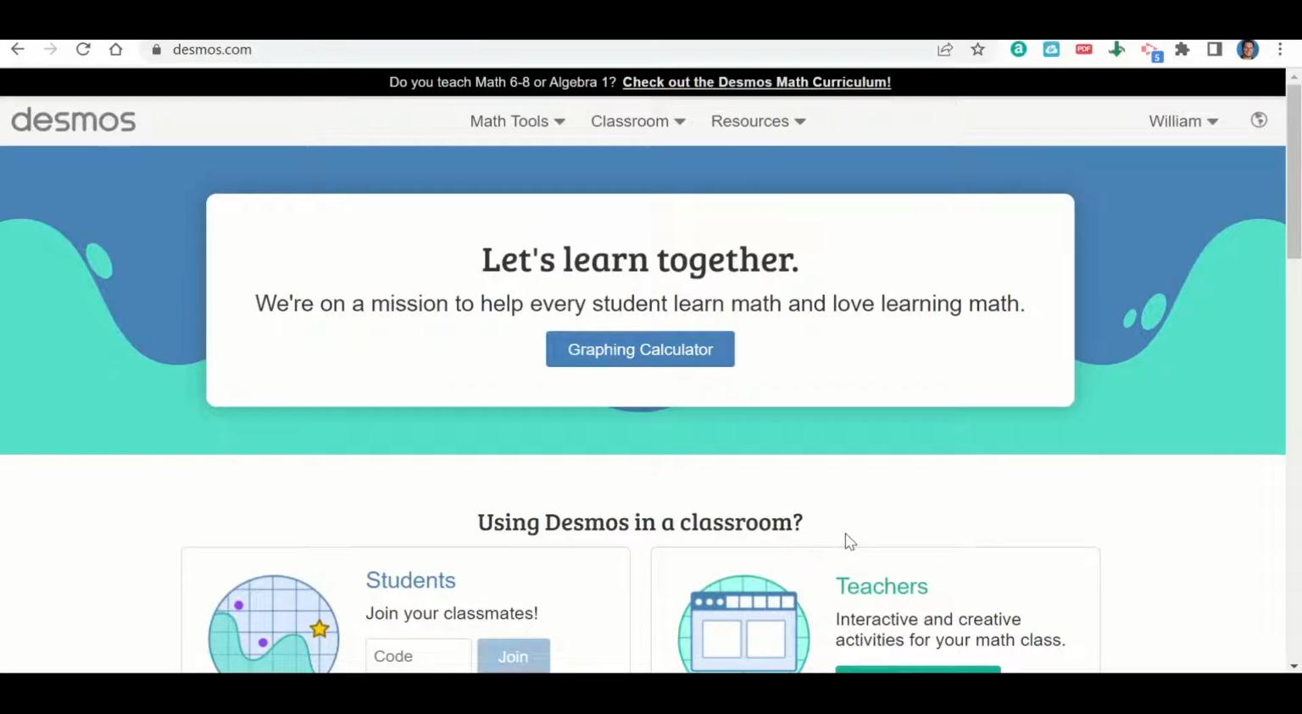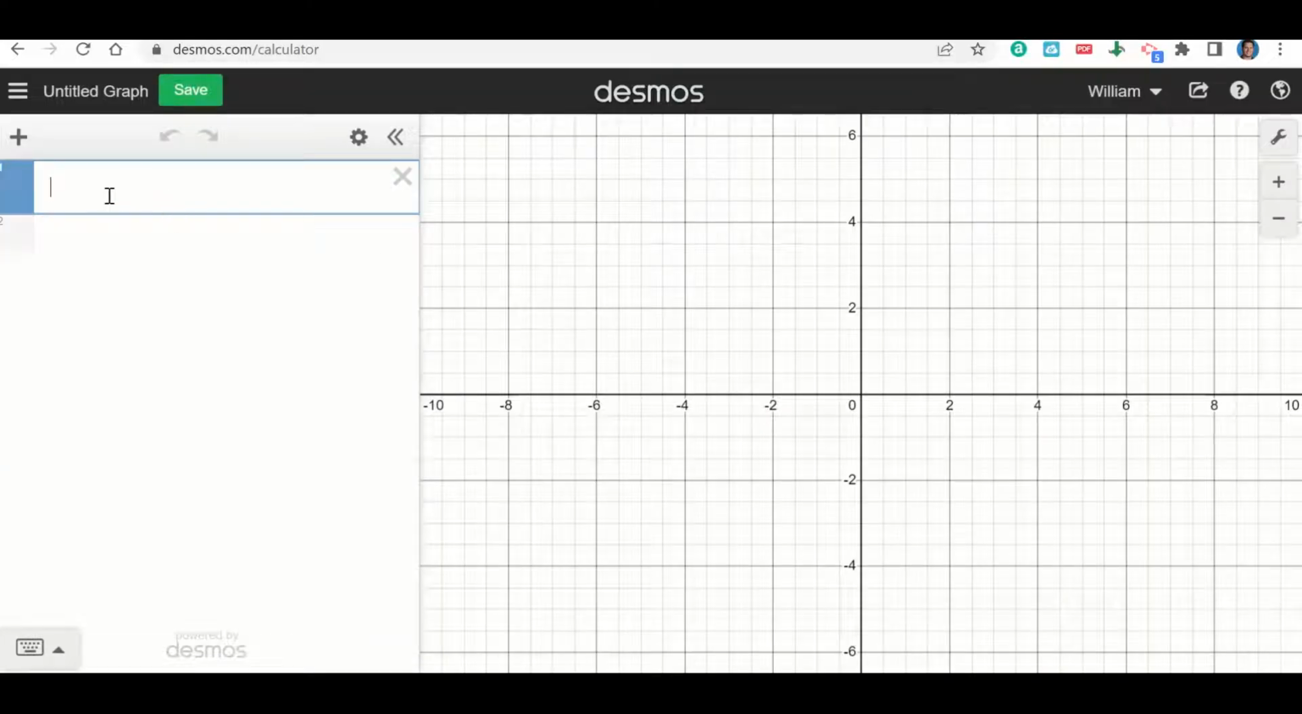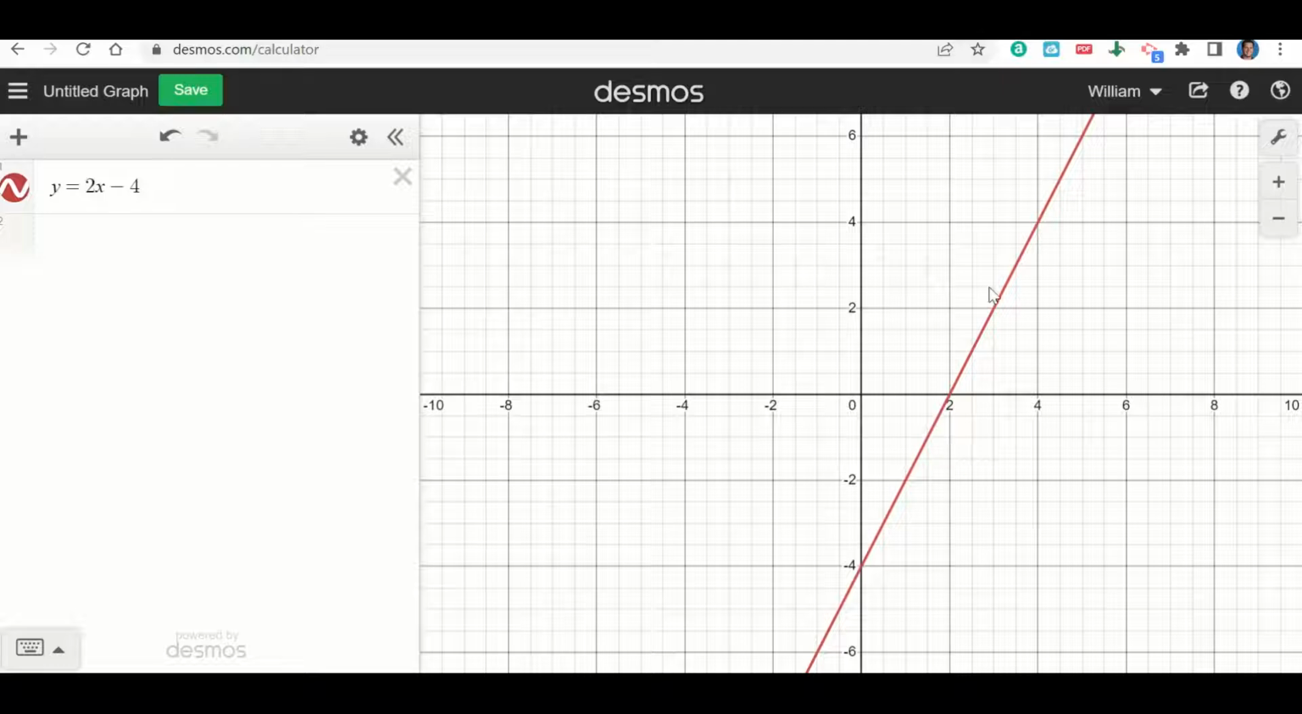Let's talk now about how to check our work with linear equations using Desmos. So what we're going to do is we're going to go to desmos.com, just like this, and we're going to click on the link that says Graphing Calculator. And over here on the left side, we can enter the equation of any linear equation and it will graph it for us. So let's try y equals 2x minus 4. Well, as we can see, it graphs it for us. We can check that against whatever we did on our assignment now. And you can do it this way.